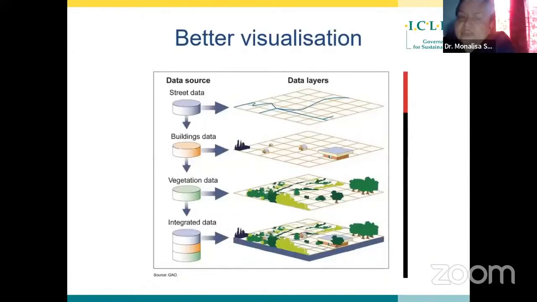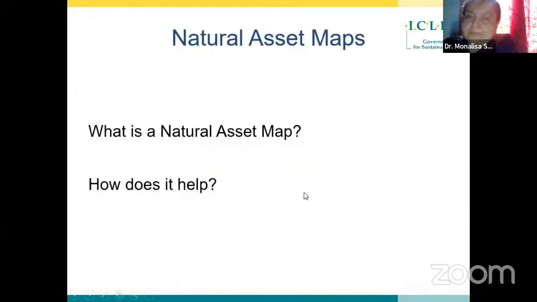This is how a GIS process happens. First, you take the street layer, then the buildings layer, the vegetation layer, and then you get the integrated layer, which gives you the land use land cover. If you just stop at the vegetation and the water layer, that is where the natural asset map comes in. So what basically is a natural asset map? This is nothing but a map which showcases all the blue and the green infrastructure. In that sense, I mean the trees, the green vegetation, and the rivers, lakes, and water bodies of the city on a GIS platform.